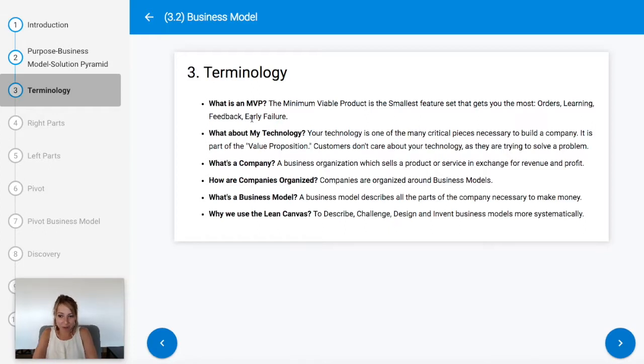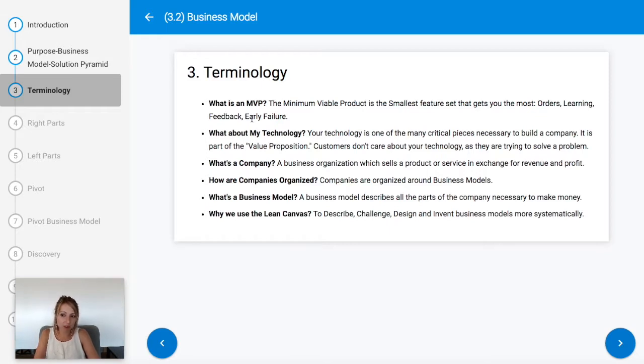Then you can ask about your technology. Technology is one of the many critical pieces necessary to build a company. This is true, and this is part of the value proposition. But customers don't care about your technology, as they are trying to solve a problem. Then a company, as you know, is a business organization which sells a product or service in exchange for revenue and profit.